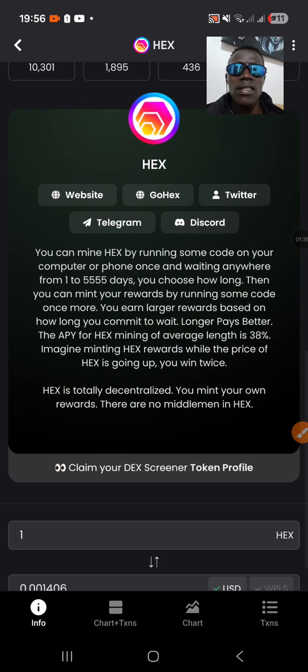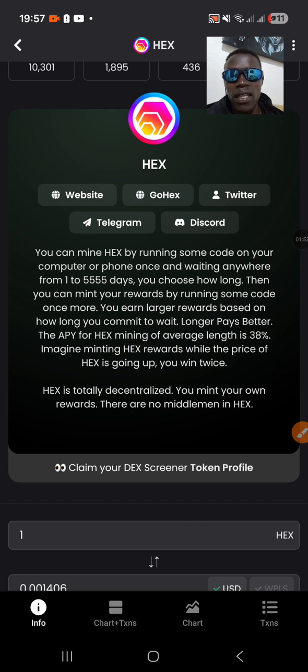And remember, we are pulling these stats from DEX Screener. You can pull from pulsechain.com, or you can go to PLS folio and you will be able to see all these stats from there. So, what is Hex?